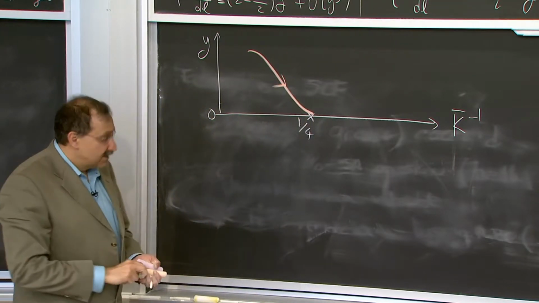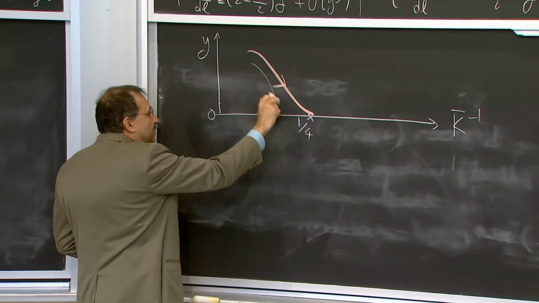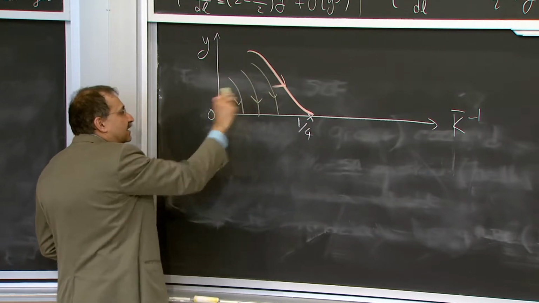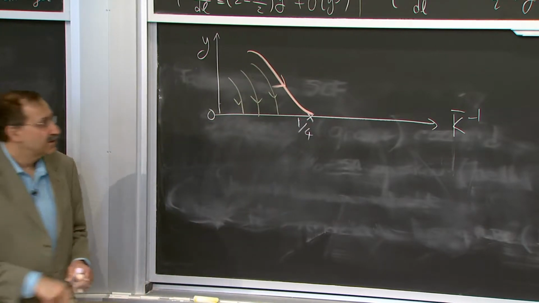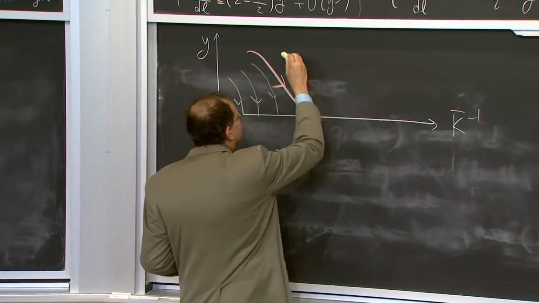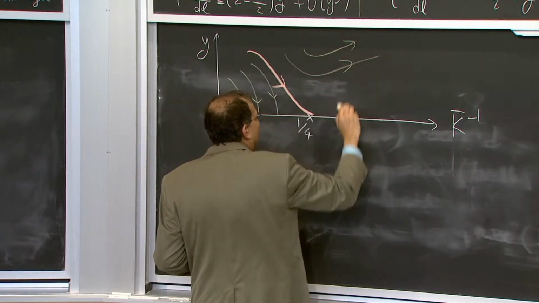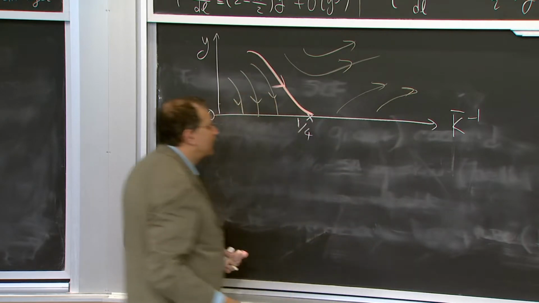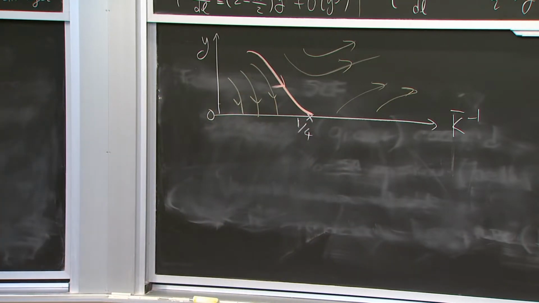that describes the transition between flows that go down here and the flows that go away. All right?